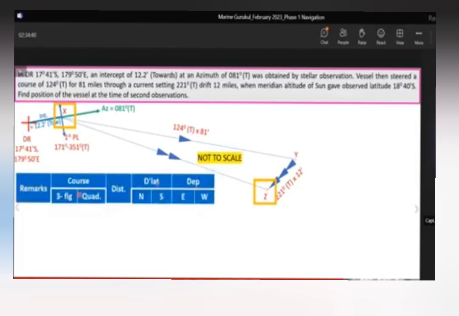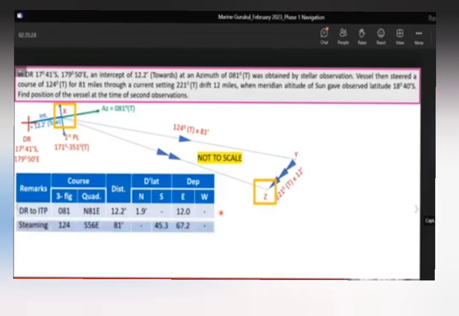This table we are all very familiar with in the day's work. So in the remarks, the first would be this intercept leg. Why are we using this intercept here? Though this is before reaching the PL, it is because we know the coordinates of the DR. So we have DR to ITP. The course will be 081 degrees, which is north 81 east. Distance will be 12.2 miles. We'll have northerly DLAT, easterly departure, which you're all familiar with.